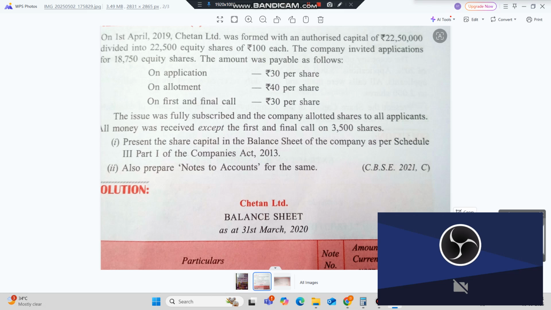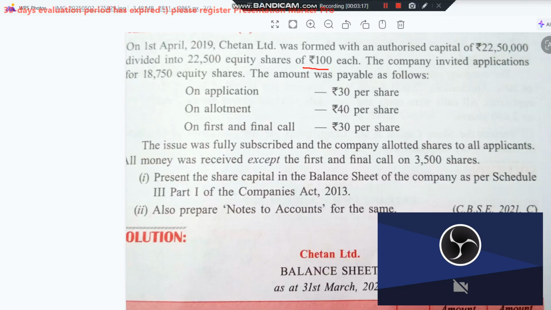The next is the amount payable. Which amount is payable? This 100 rupees. The 100 rupees split is given as below: on application, on receiving the application, 30 per share; on allotment of shares, rupees 40 per share; and on first and final call they will be collecting 30 per share. So 30 plus 40 is 70, 70 plus 30 is 100, which matches the face value of the share, that is rupees 100 each. So the split is very clear, and we have also taken the authorized and issued capital.